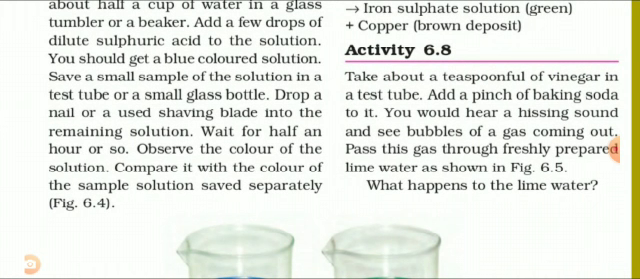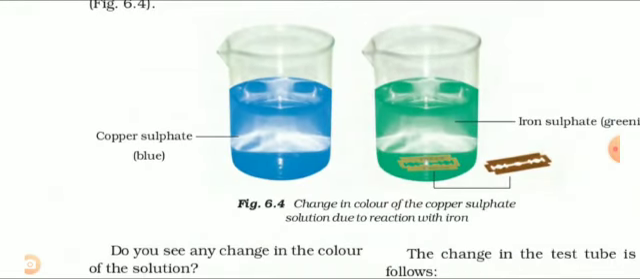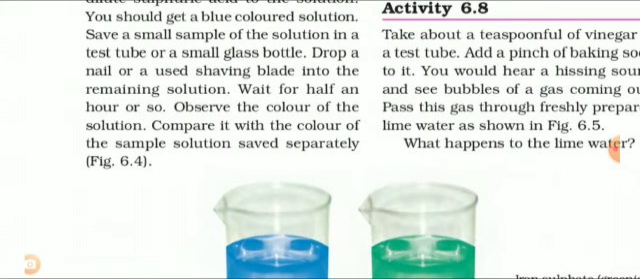कुछ few drops हमें ऐड करनी है सल्फ्यूरिक एसिड की H2SO4 की. You should get a blue colored solution. So what we'll get? A blue colored solution. As you can see in the left beaker, a blue colored solution will be obtained by adding copper sulphate or blue vitriol in the water.